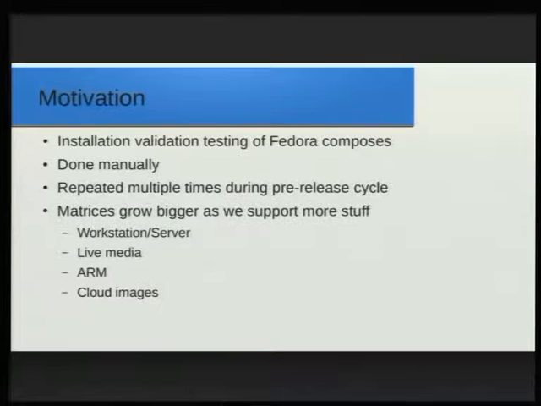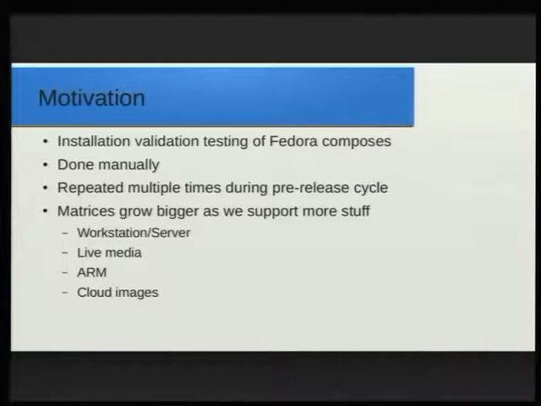So let's start. The motivation for starting this is validation testing of Fedora composes, which happens for each compose and is currently done manually. There is a lot of work for this, and a lot of people doing it, some of them probably here, from the Fedora QA team. And this process is repeated multiple times for each release, and not only that, but multiple times for each compose and each release phase, which is alpha, beta, and final.